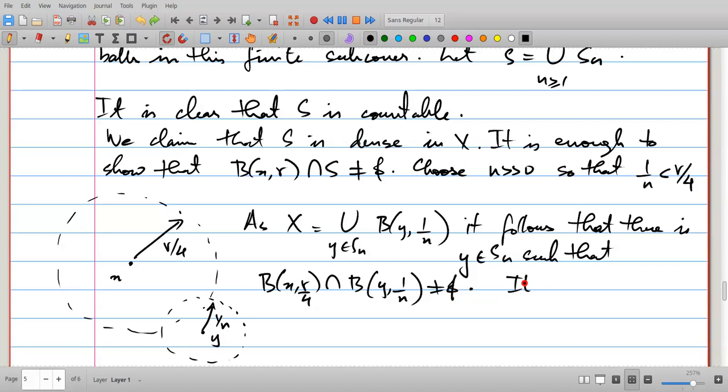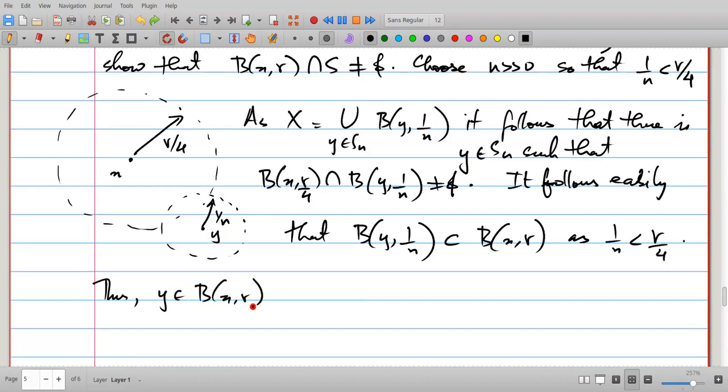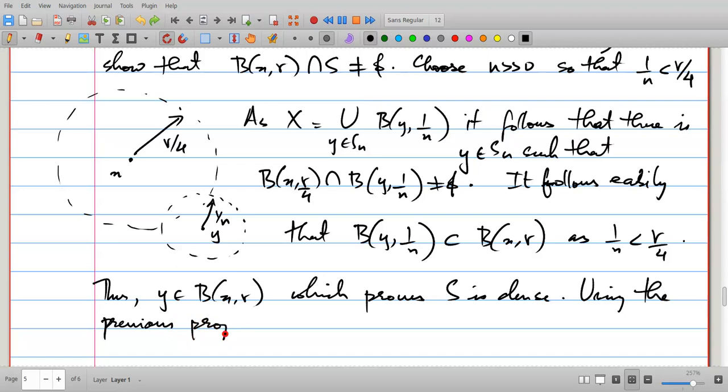So now it follows easily that B(y, 1/n) is contained in B(x, r), as 1/n is strictly less than r/4. This is left as an exercise. So thus, y belongs to B(x, r), which proves S is dense. So using the previous proposition, we get X is second countable.